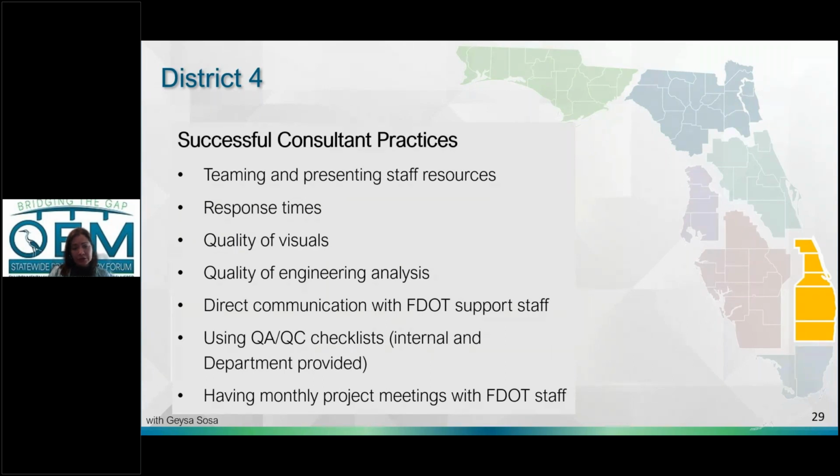Sometimes the consultants have their own internal checklists, and other times they use the department-provided ones. Having monthly project meetings. In District 4, we have monthly project meetings, and that's been very successful at keeping the project and the schedule on track, and also finding upcoming milestones or any issues that are pending. By meeting every month, we're able to keep things on track. Next slide, please.